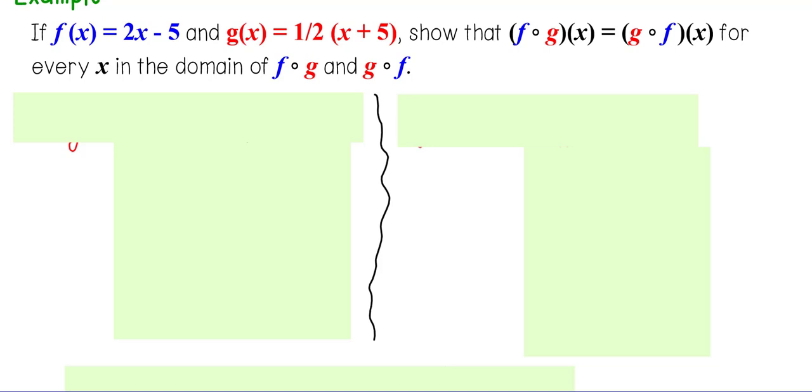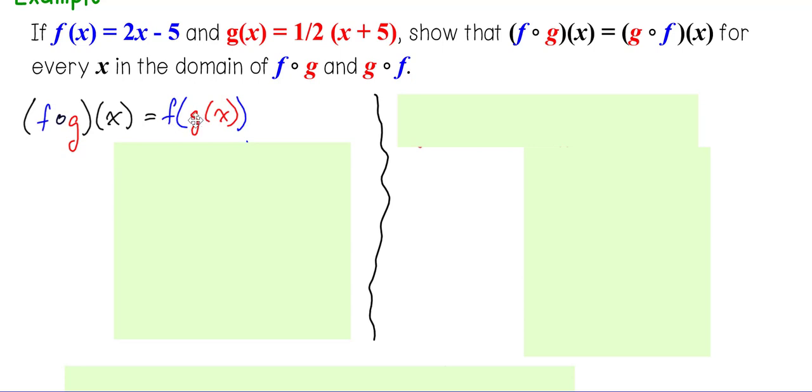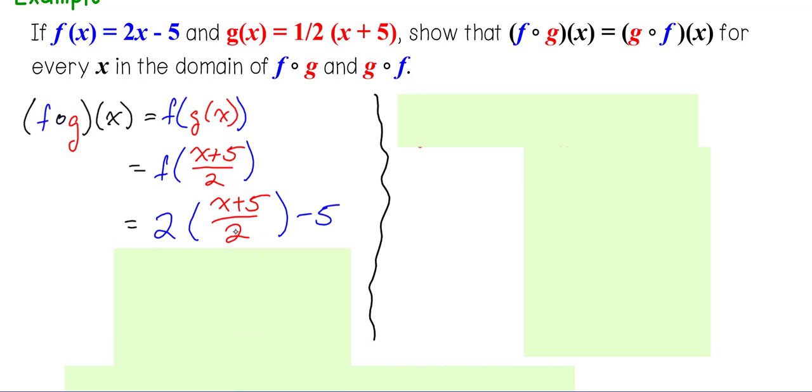So first we're going to look at f composed with g, and we're going to put in 1/2 x plus 5 for g of x, and I just put the half below it to make it easier. And then we are going to replace that in our equation where the x is for f of x, and we end up with the answer of x.